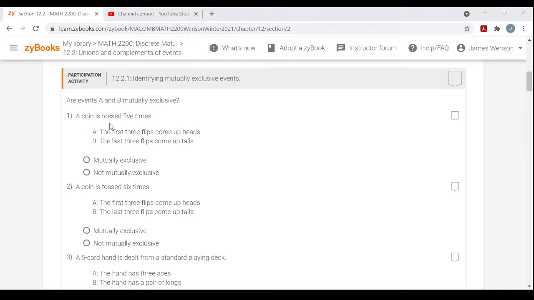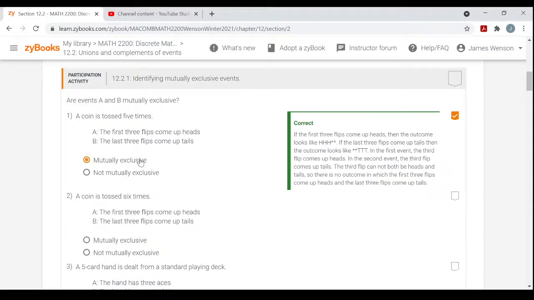So how about if I tossed a coin 5 times? Event A is the first 3 flips come up heads. And event B is the last 3 flips come up tails. Can these happen at the same time? No. Because if the first 3 flips come up heads, if A happens, only the last 2 could be tails, not the last 3, because there's only 5 flips. So these can't happen at the same time. They are mutually exclusive.